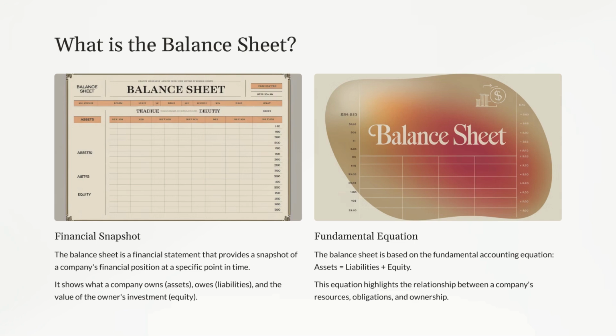The balance sheet is a financial statement that provides a snapshot of a company's financial position at a specific point in time. It shows what a company owns, assets, owes, liabilities, and the value of the owner's investment, equity. The balance sheet is based on the fundamental accounting equation: assets equals liabilities plus equity. This equation highlights the relationship between a company's resources, obligations, and ownership.